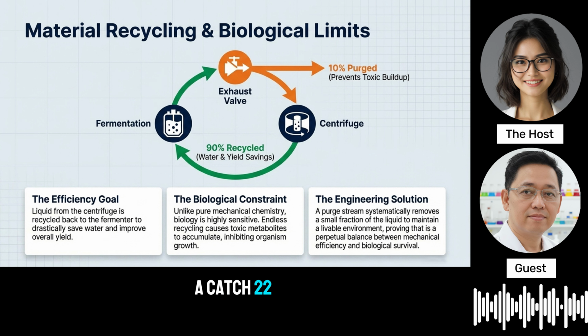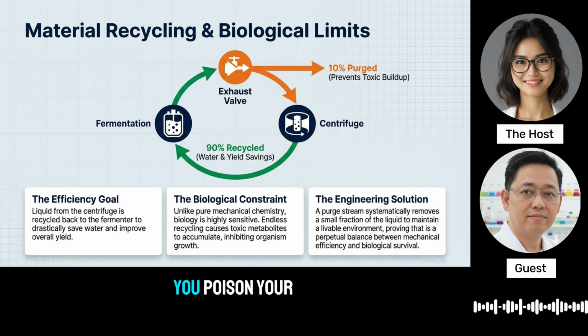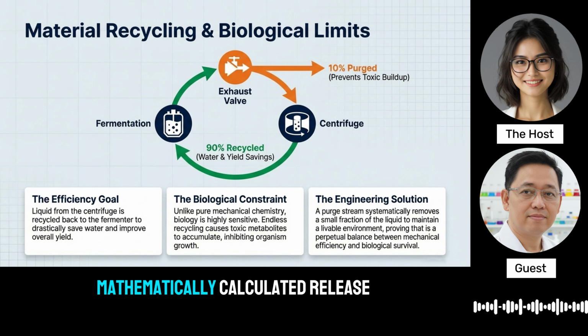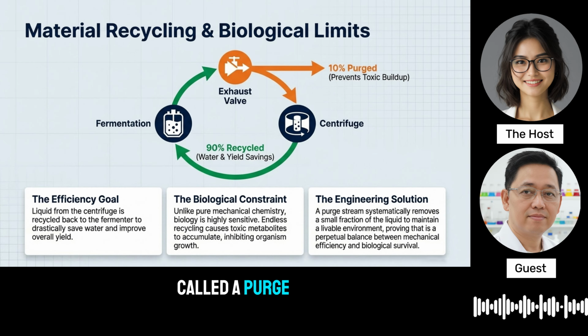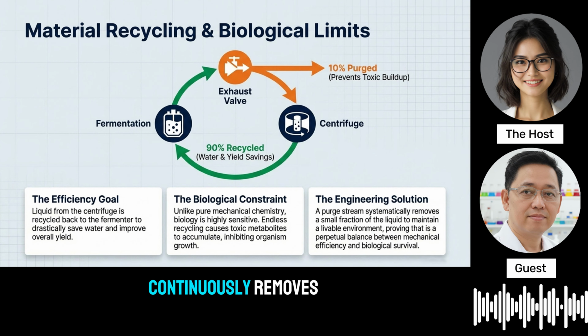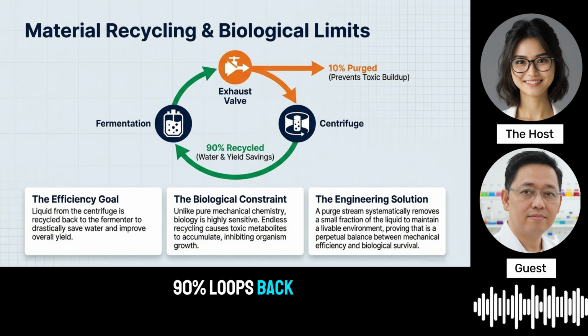So it is a catch-22. You want to recycle the water to save money, but if you recycle all of it, you poison your product. How do you solve that? You introduce a mathematically calculated release valve called a purge stream. In the digital twin, they add a flow splitter that continuously removes exactly 10% of that recycled liquid to the drain, while the other 90% loops back.